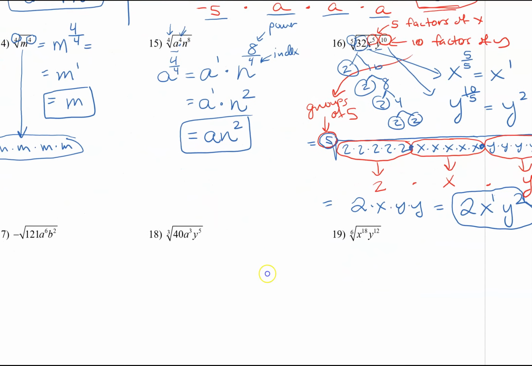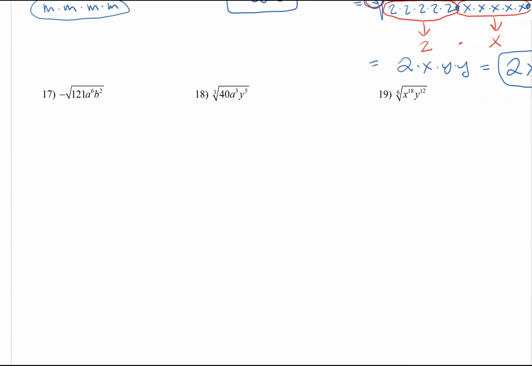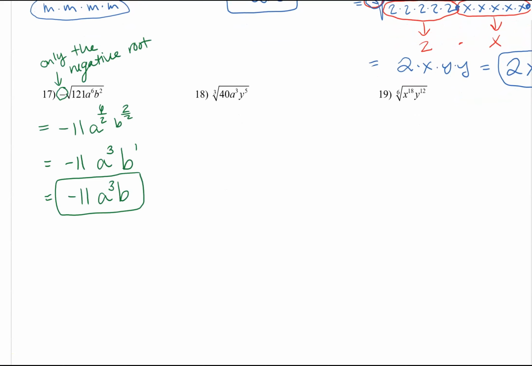Why don't you guys try number 17? Okay, so for number 17, you should have ended up with -11 times a to the 3rd power times b to the 1st. It has to be negative because of the negative in front of the root. It wants only the negative root. And then the square root of 121 is 11. And then for the variables, we take the power, which for a was 6 and divided by the index, so 6 over 2 is 3, and then b is 2 divided by 2 as well.